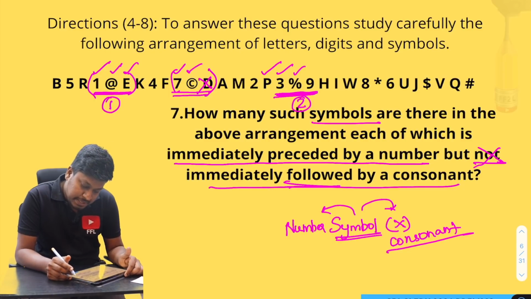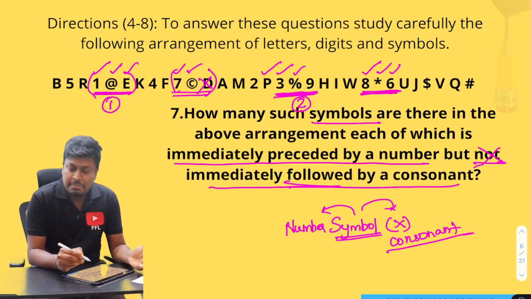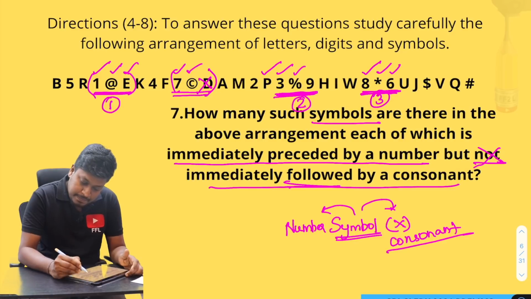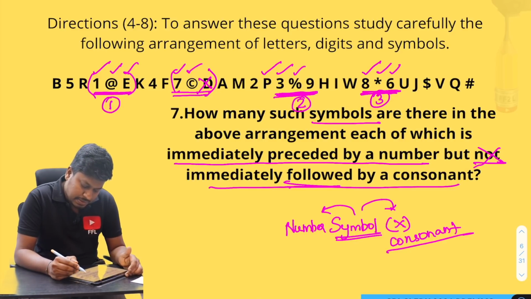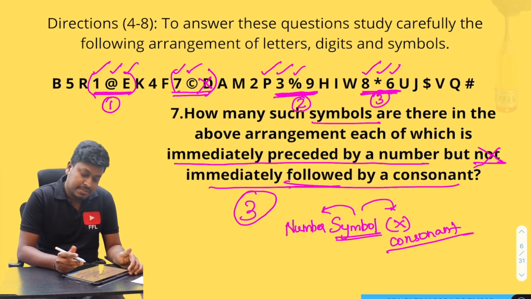So next will be, similarly, 8 * 6. So 8 is a number, star is a symbol, 6 is a number. So we can take this as set 3. So next, I think totally we are getting 3 sets. So the answer for this 7th question is 3.